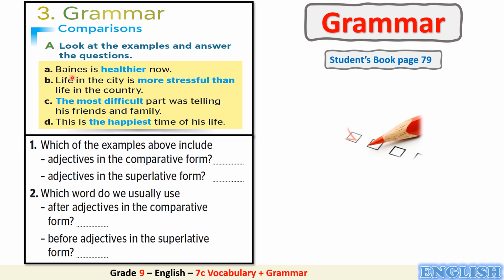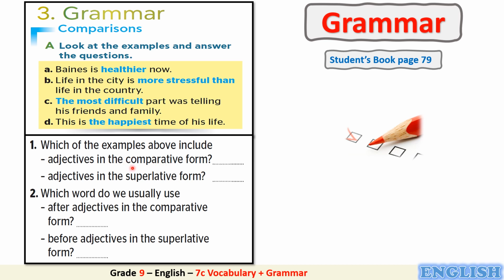Example A. Baines is healthier now. B. Life in the city is more stressful than life in the country. C. The most difficult part was telling his friends and family. D. This is the happiest time of his life. Now let's answer question number 1. Which of the examples above include adjectives in the comparative form?